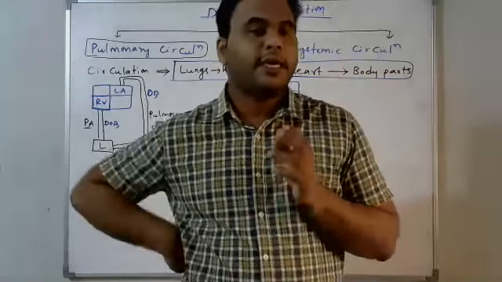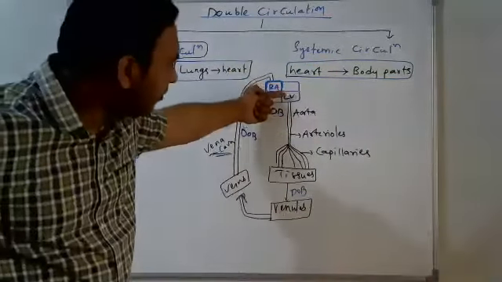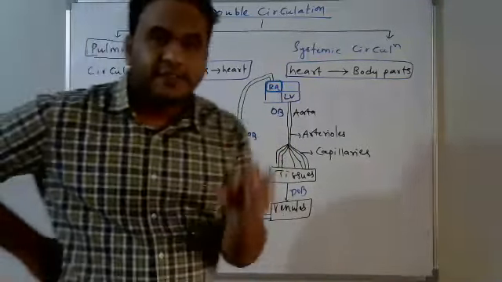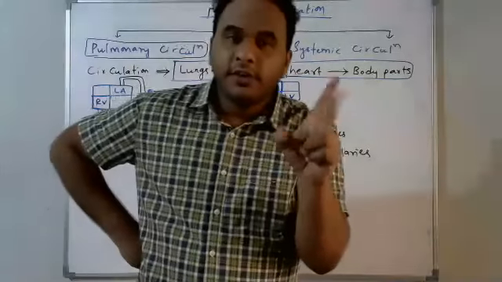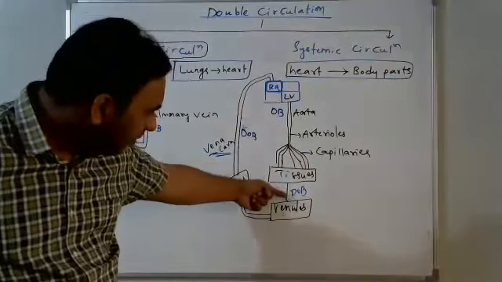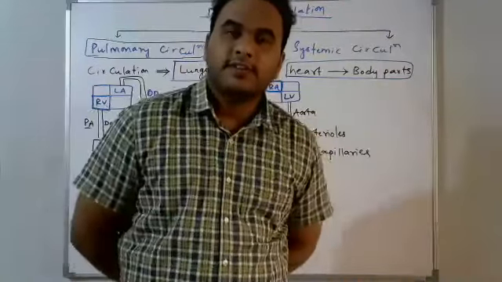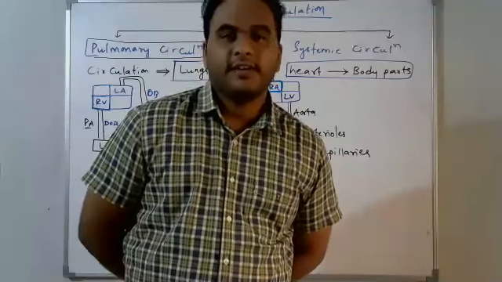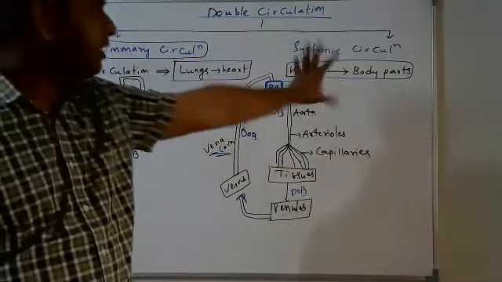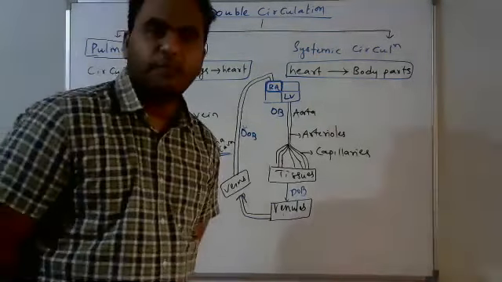Okay. And the systemic circulation you observe here: left ventricle, the oxygenated blood, aorta, arterioles, capillaries, tissues. The systemic circulation will provide oxygen, nutrients and other substances to the tissues. And what blood will come out? Deoxygenated blood. That means carbon dioxide will come out, and other harmful substances for elimination. Okay, so that is systemic circulation. So hope you understood the difference between pulmonary circulation and systemic circulation, with the help of flow charts.